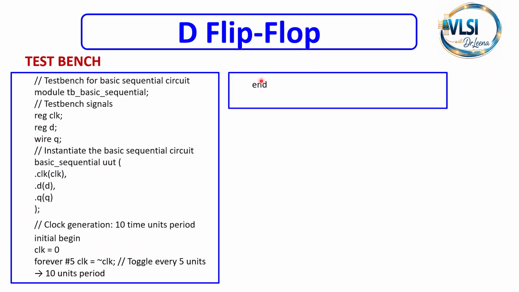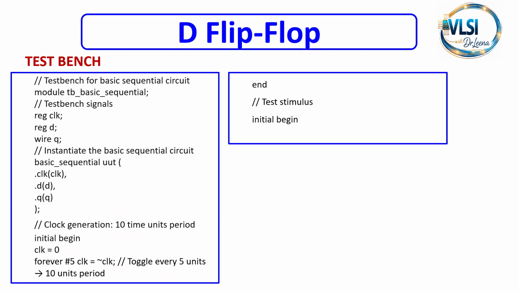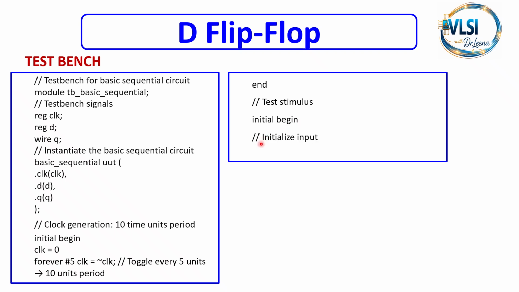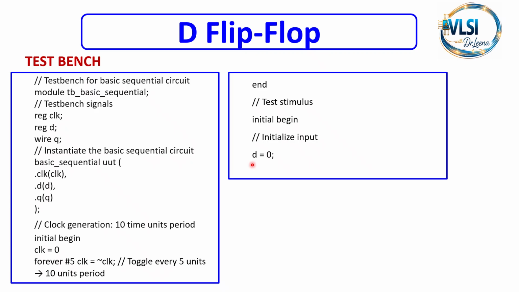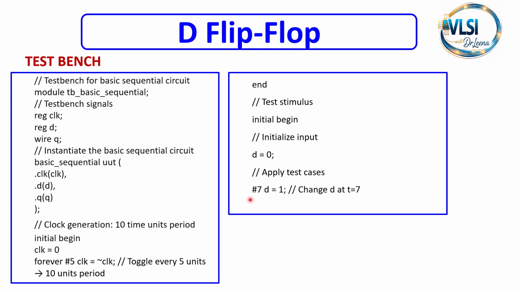Look at this, we are ending it. Now we are starting the test stimulus. First, we begin with initial, and we are initializing the input. That is, first we give D equal to 0, and then we apply the test cases. For the first test case, after a 7 time unit delay, D is equal to 1. That is, at time t equal to 7, change D.